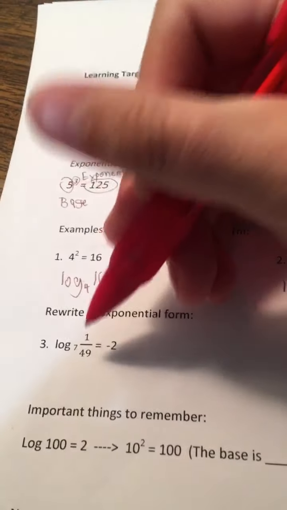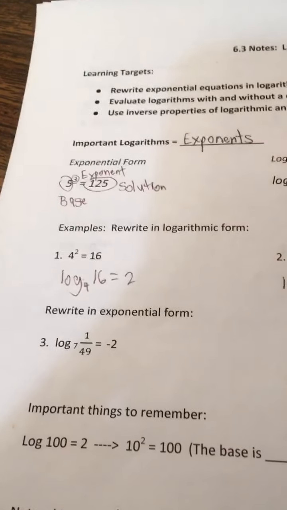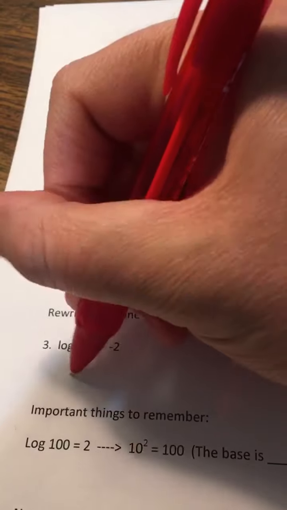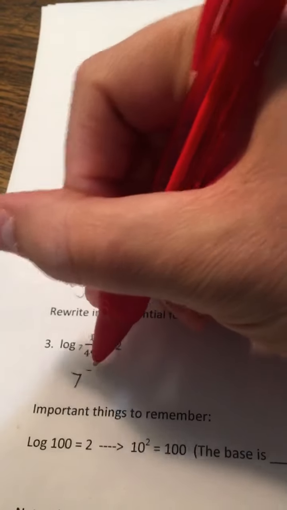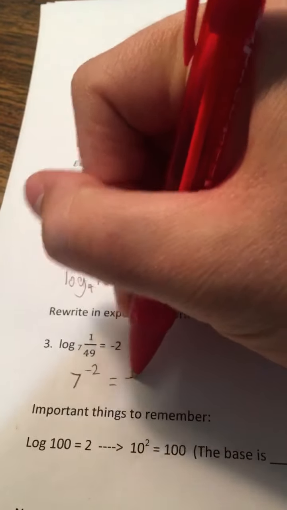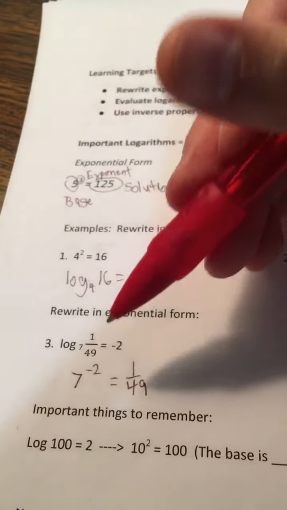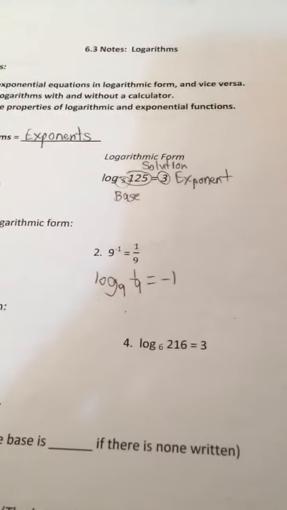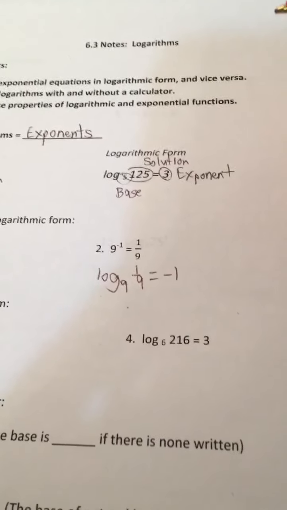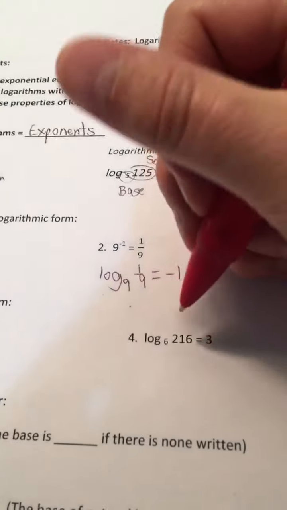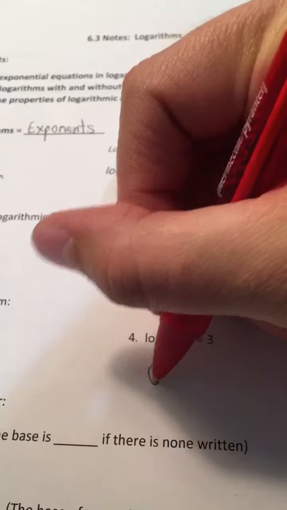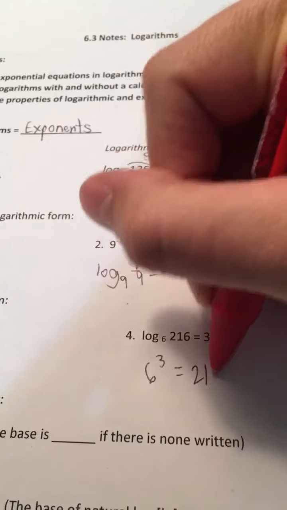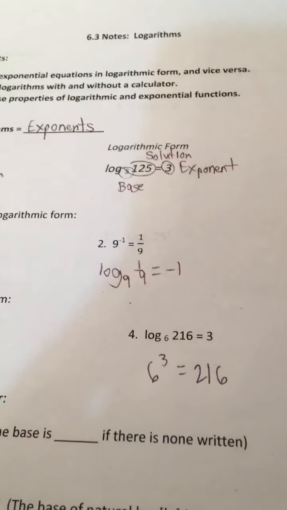I gave you the logarithm. We're rewriting it without the log in exponential form. So here, the base is 7. The exponent is negative 2, and it's equal to 1 over 49. 7 to the negative 2 equals 1 over 49. And problem number 4, log base 6 of 216 equals 3, just rewriting that. So again, that's going to be base is 6, exponent is 3, and it's equal to 216. 6 to the third power equals 216.